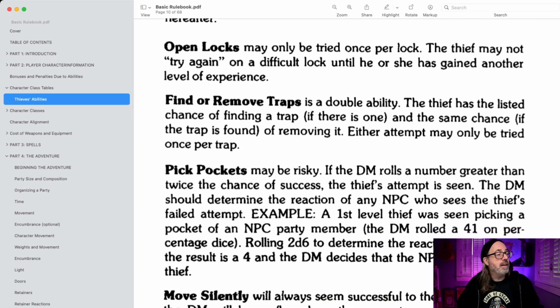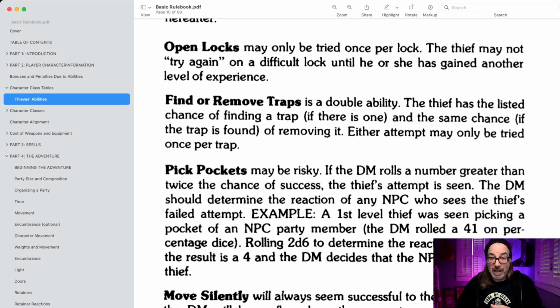The thief is listed with a chance of finding a trap and the same chance of removing it. So it doesn't really say one way or the other. But we do get in the example of play that Dougal, who's the thief, looks for a trap on a lock. So the implication here is that the thief's trap searching ability is for treasure traps, small traps, poison needles, stuff like that. Anybody can search for a regular trap. In fact, if a thief is searching for a pit trap in a hallway, they would use the same chance as anybody else.